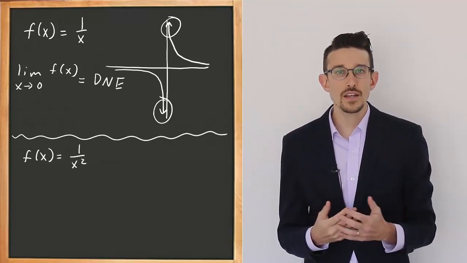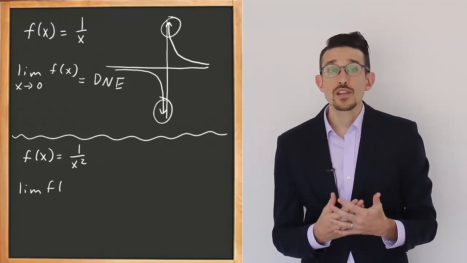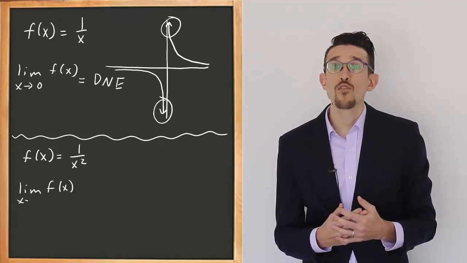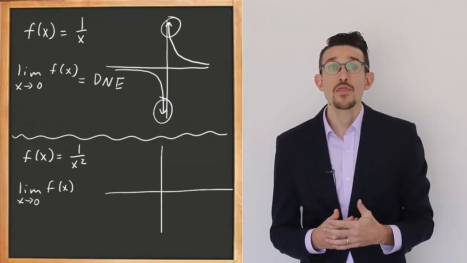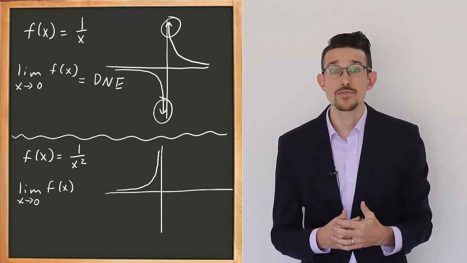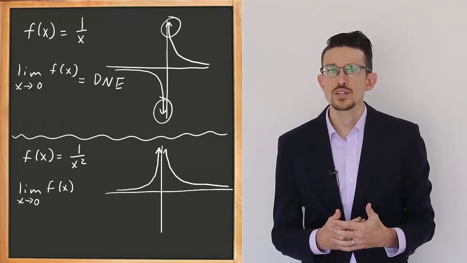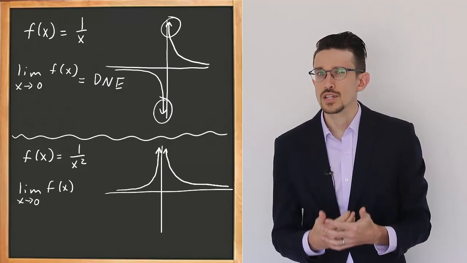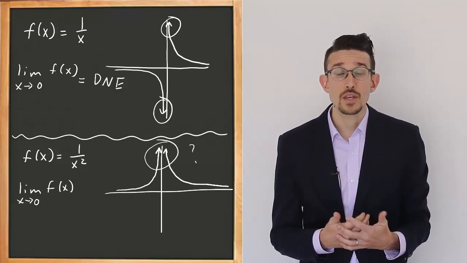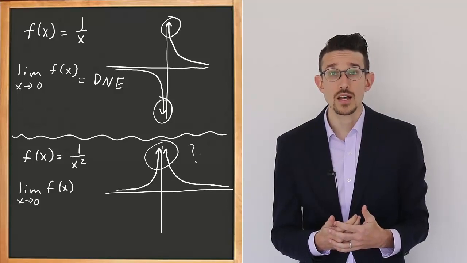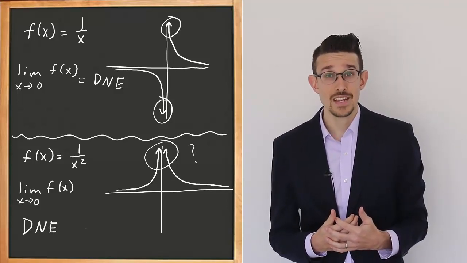Where this idea gets more interesting and confusing is if we look at the limit as x approaches 0 of 1 over x squared. Now this time, the value of the function is approaching positive infinity from both the left side and the right side. So does that mean that this limit still does not exist? Or does the answer somehow equal infinity because it's giving us the same value on both sides? Well, confusingly, the answer is yes.